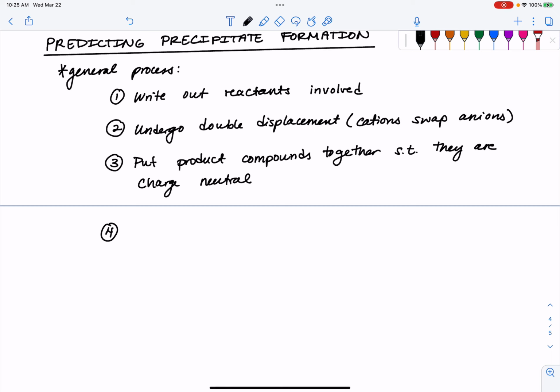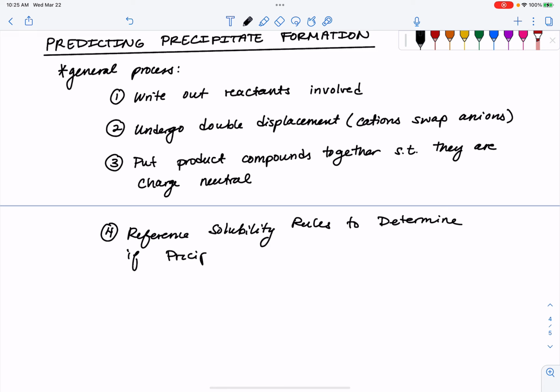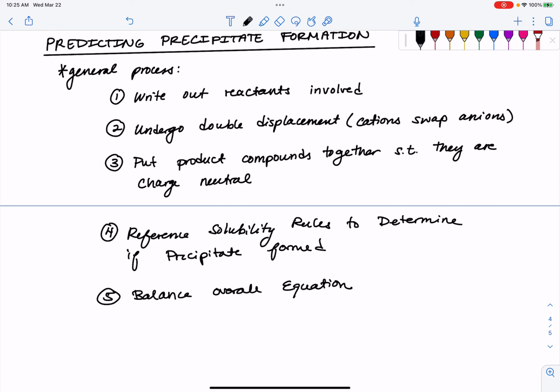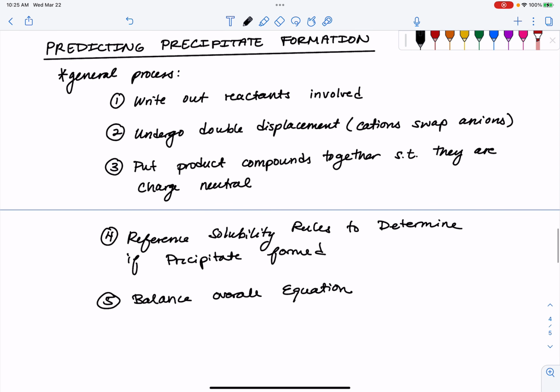Then we are going to reference our solubility rules to determine if a precipitate is formed. And then lastly, we are going to balance the overall chemical equation. So anytime we're going to predict a precipitate being formed, this is kind of how it's going to go.